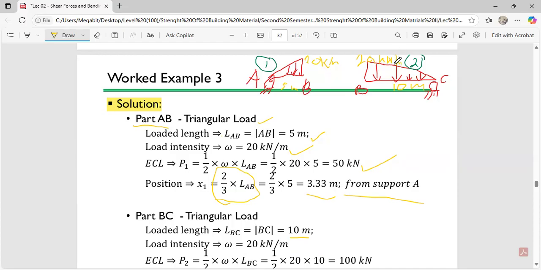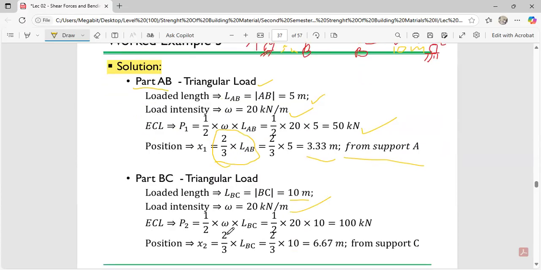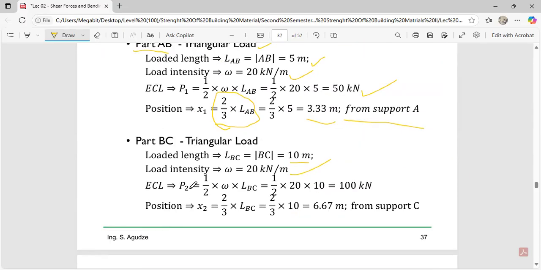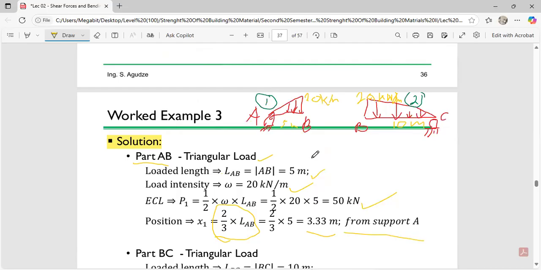Then from there, what else do we do? The ECL, we calculate for the ECL because it's a triangle, half base times height, so half times 20 times the 10. We are getting what? 100 kilonewton.